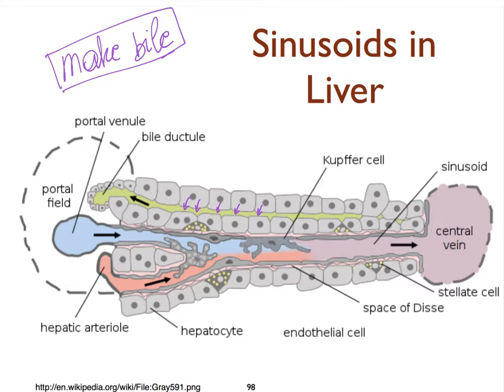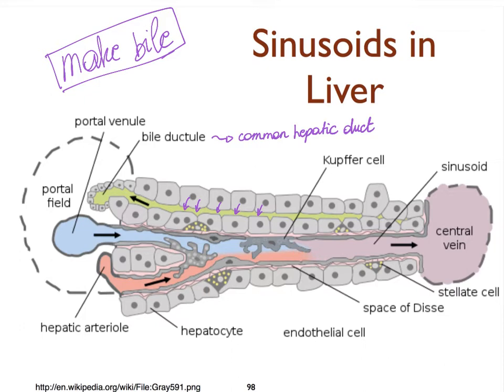The hepatic artery has oxygen-rich blood, and consequently we have it colored in red. This blood is running in what we call sinusoids. Remember, those are extremely leaky capillaries, very characteristic of the liver.